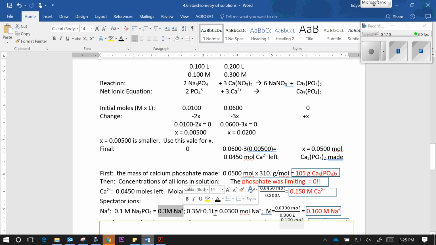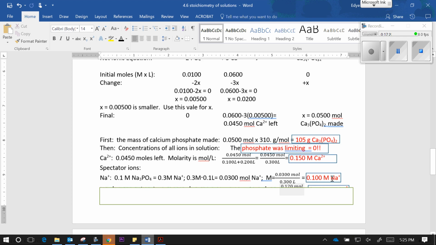All right, so I know my molarity of the sodium ions. I know I had 0.1 liters, and molarity times liters gives me moles. So I have my moles of my sodium ions, and moles divided by liters gives me my molarity. So that would be 0.1 molar sodium ion.